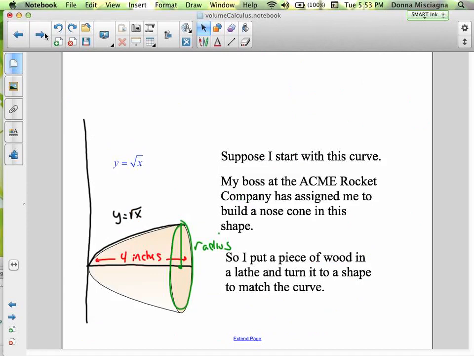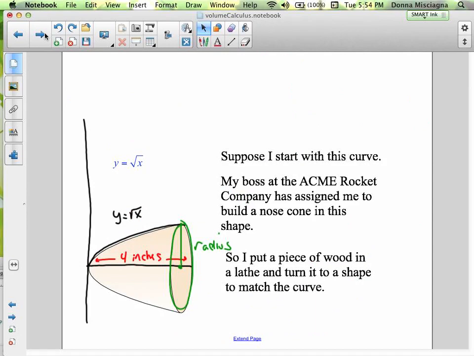All right, so suppose I start with this curve. The curve I'm starting with is the one in black. It's y equals the square root of x. I kind of colored over this to give it a more three-dimensional look. My boss at the Acme Rocket Company, where you work with Wile E. Coyote, has assigned me to build a nose cone in this shape. So I put a piece of wood in the lathe and I turn it into shape to match the curve.